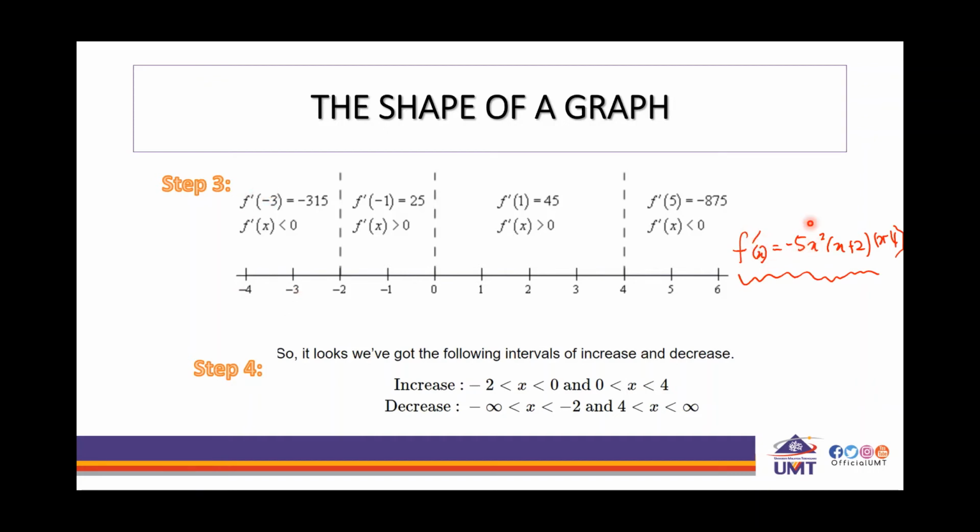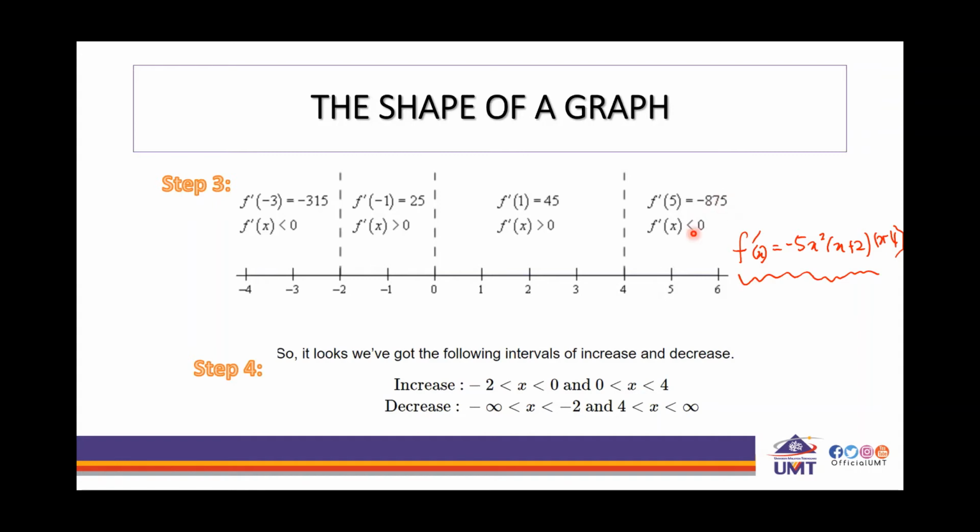We calculate with x as negative 3, which is negative 5 times 9 times (negative 3 plus 2) times (negative 3 minus 4). Then you get negative 315. You also do that within the interval between negative 2 and 0. You take one number, negative 1, and you get 25. And you take the interval 0 to 4. In this example, it took 1, but you can just take 2 or 3, it doesn't matter. Within this interval you get the same answer, which is that f prime x will be greater than 0. If you don't believe me, try to do it. And then for 4 and above, you can take 5, 6, or 7, it doesn't matter. You put in any number greater than 4, and you get the answer negative 875.